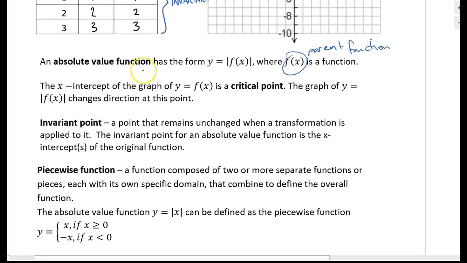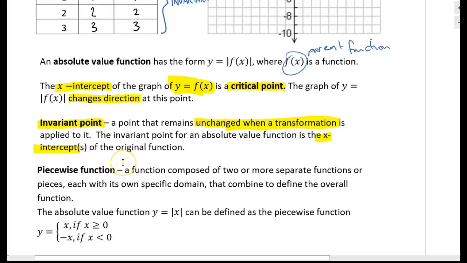Okay, in general, your critical points are going to be the x-intercepts of your parent function graph. So those are going to be your point of inflection, the point where it changes direction. All your invariant points are the ones that remain unchanged when transformed. So the invariant point of an absolute value function is the x-intercept. We also have a lot of other invariant points. All of those positive ones didn't change either.